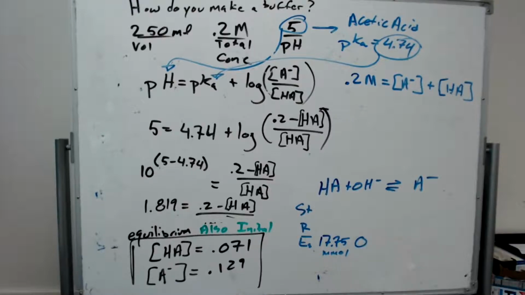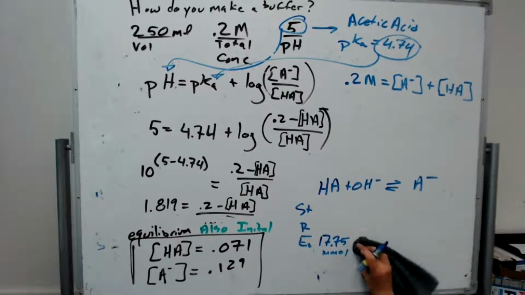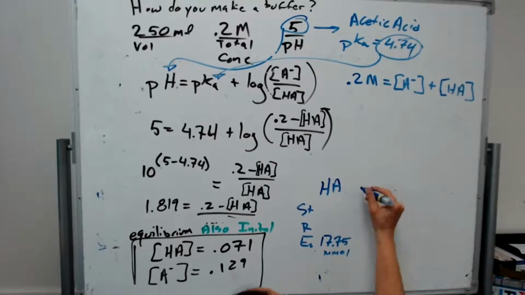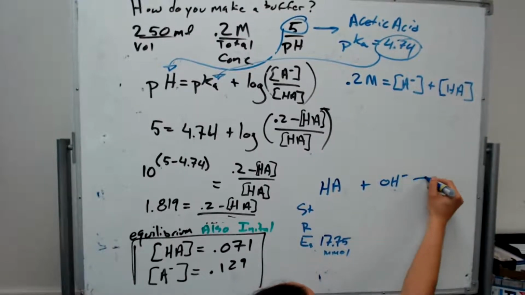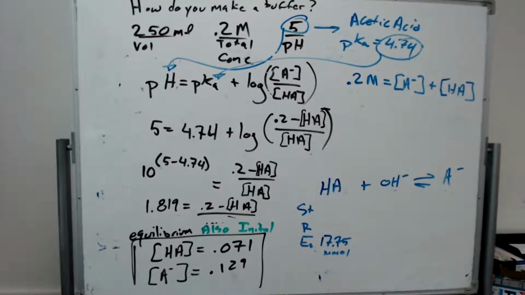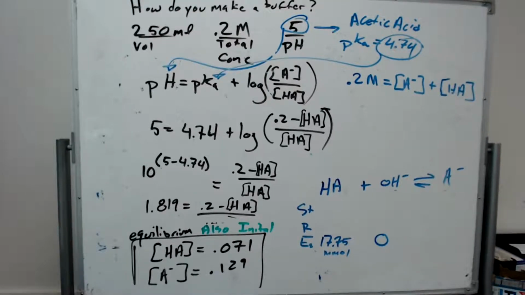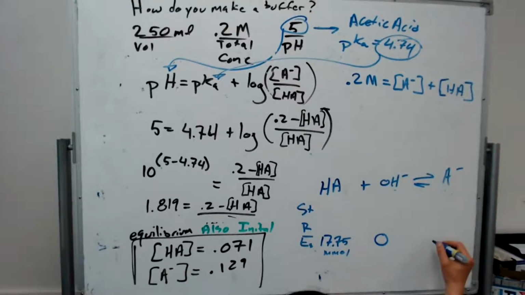We know if we're doing this right, the OH concentration should be 0. I'm going to give myself a little bit more space here. That's because if we're in the buffer region, we know that the base should still be the limiting reactant. Right? What's my concentration of A minus? 32.25.